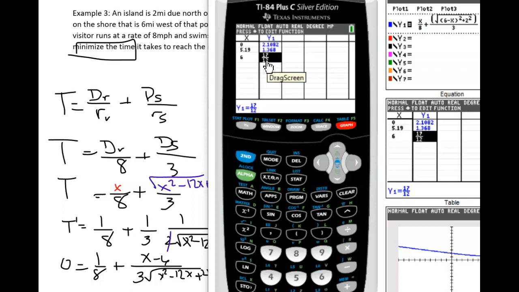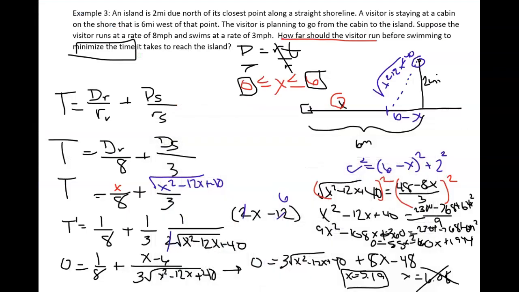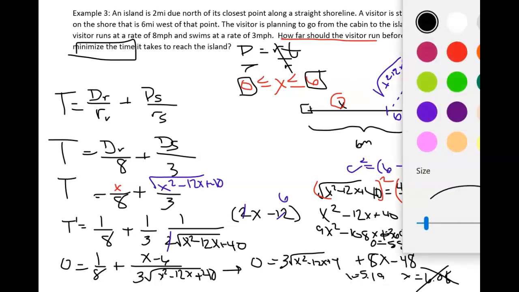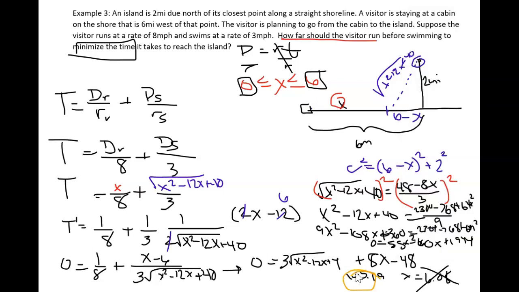So the shortest time it's going to be is 1.368 hours, and that's if I run 5.19 miles and then swim the remaining 0.81 miles, approximately. And so that is how far the visitor should run. So this one right here, oops, I just erased it, is our minimum. Okay.